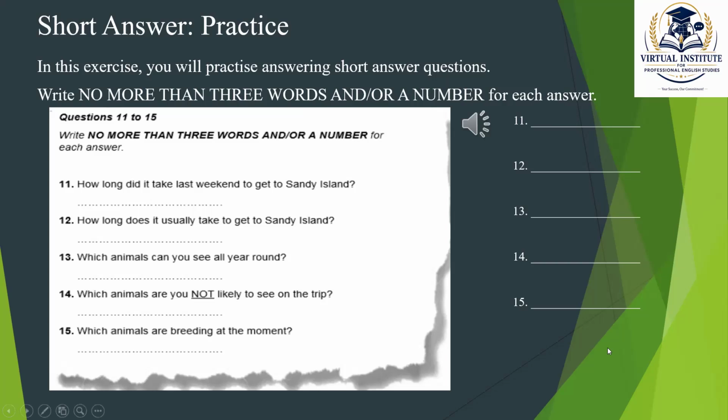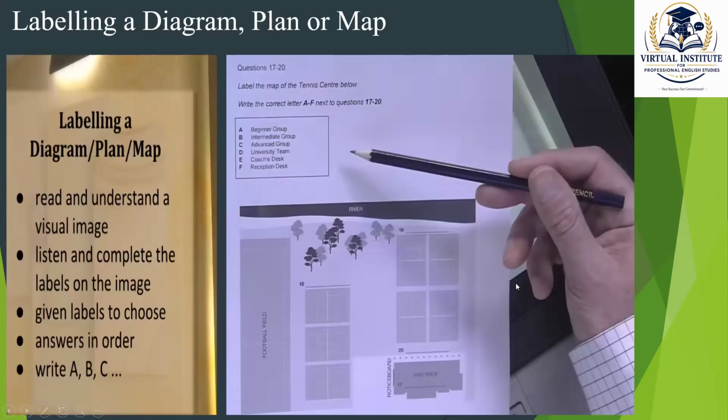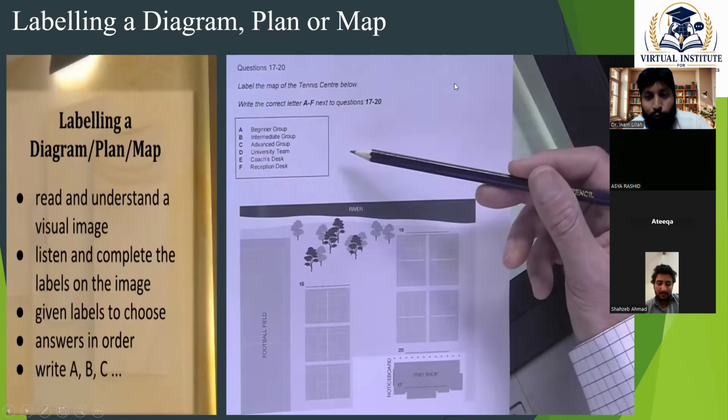Okay, let's move ahead. Now, another question type that you might get is labeling a diagram, plan, or map, right? So this is another type of question that you may get in your IELTS exam. What you have to do is read and understand a visual image, right? Whatever is given on the paper, you need to read it and understand it.